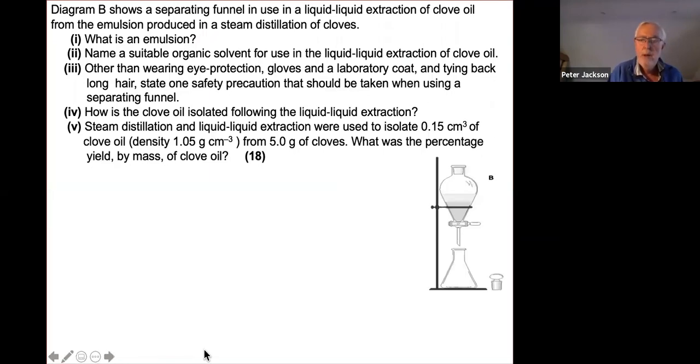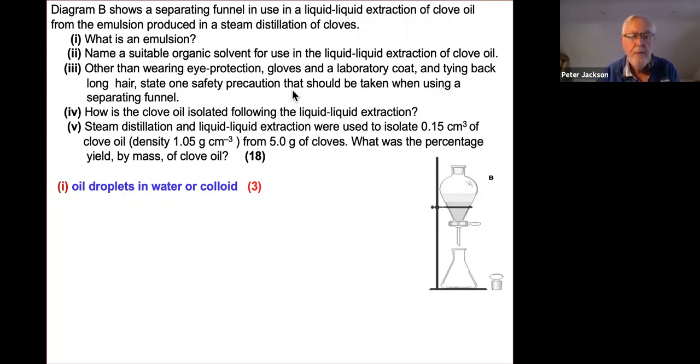Now, this is one dealing with the separation. Diagram B shows a separating funnel in use in a liquid extraction of clove oil from the emulsion produced in a steam distillation of cloves. What is an emulsion? Right? It's oil droplets suspended in water, or a colloid. So that or should be in red.